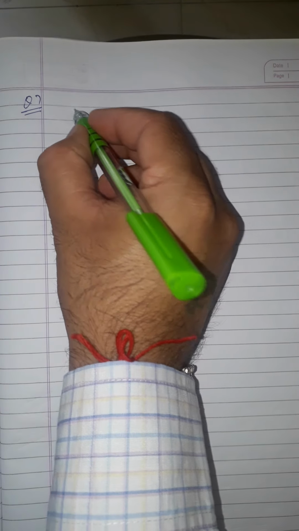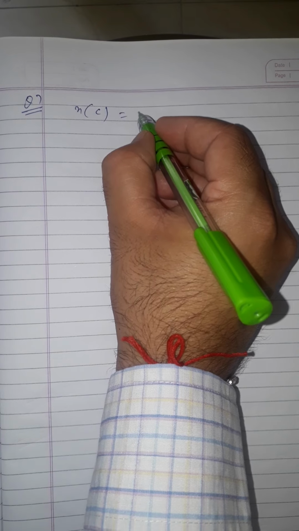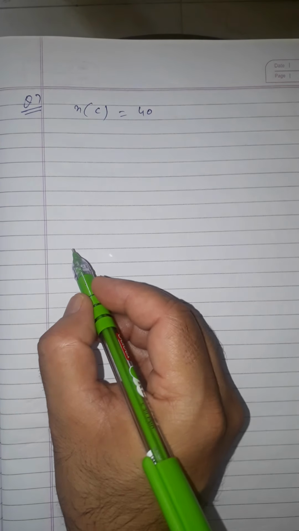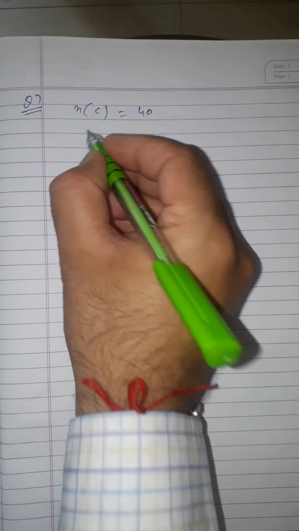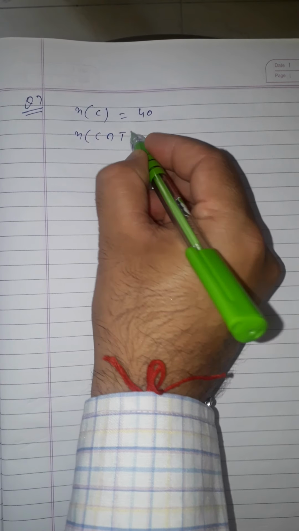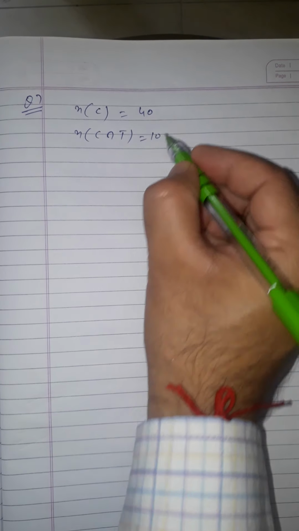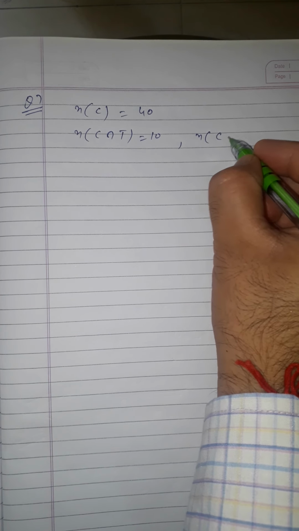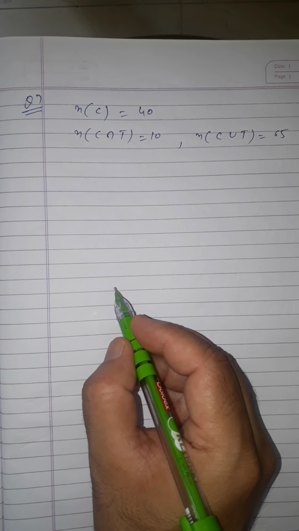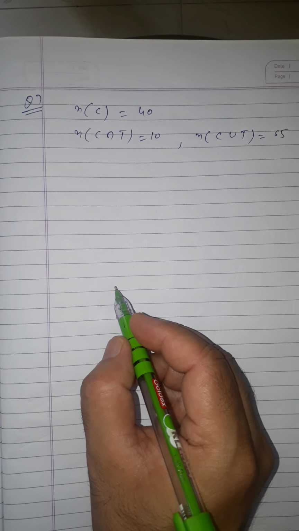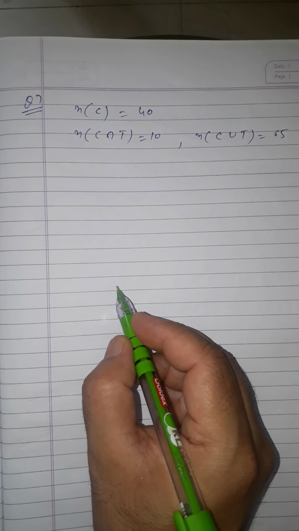Listen to the statement carefully. In a group of 65 pupils, 40 like cricket. If we use C for cricket, how many like cricket? That is 40 here, students. And there are 10 who like both cricket and tennis. That is cricket and tennis, their intersection, given as 10, and their union is given as equal to 65. Now how many like tennis only and not cricket? Second part is how many like tennis only?